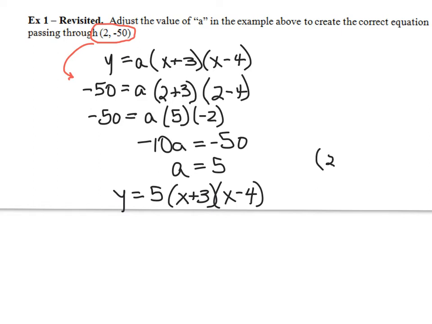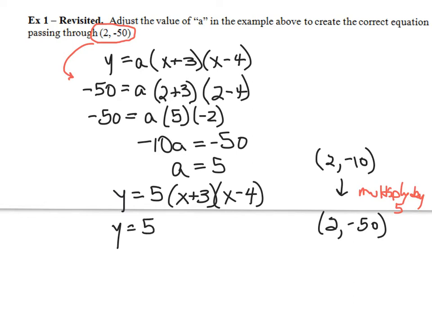That answer makes sense because when we first of all used our factored form that didn't have the a, we got the conclusion that 2, -10 was on our parabola. But actually we wanted the point 2, -50, so that tells me that I must have had to multiply by 5. So multiplying by 5 is that vertical stretch. Now, of course, we all know that we can then multiply this out to get the standard form of the equation of the parabola. So 5 times x squared minus x minus 12. So the standard form is going to be 5x squared minus 5x minus 60.